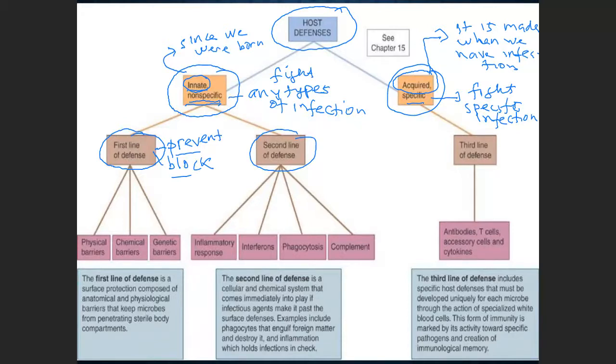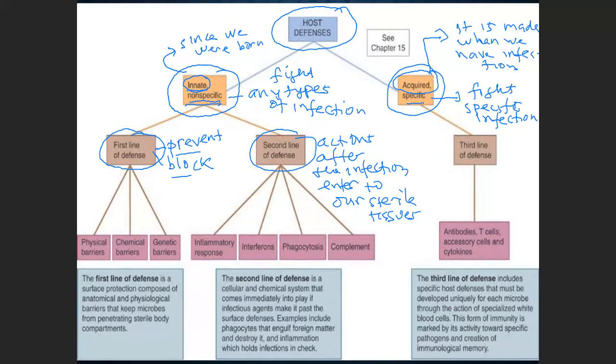Then the second line of defense mechanism will try to remove it. Okay, so this is the action after the infection enters our sterile tissues. So we have what we call the second line of defense.